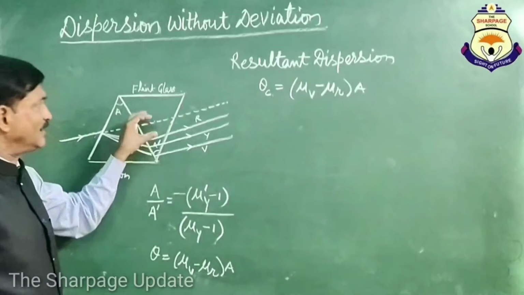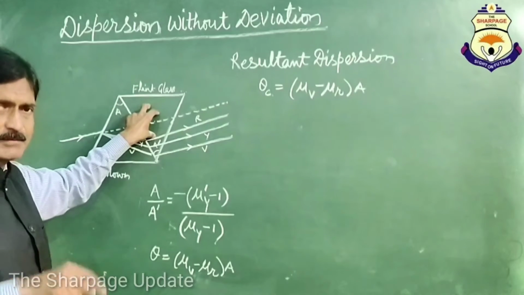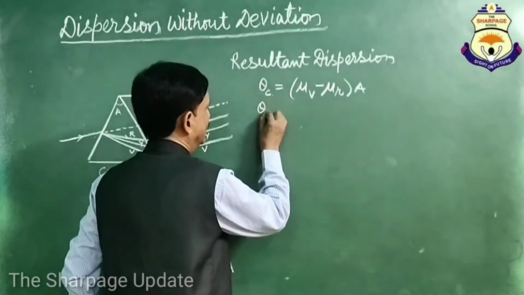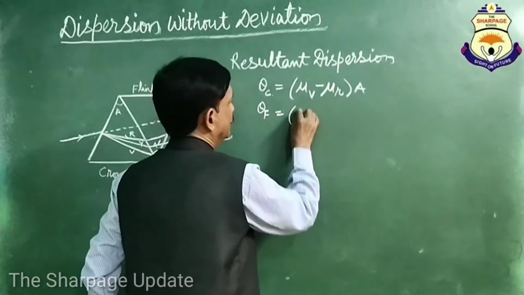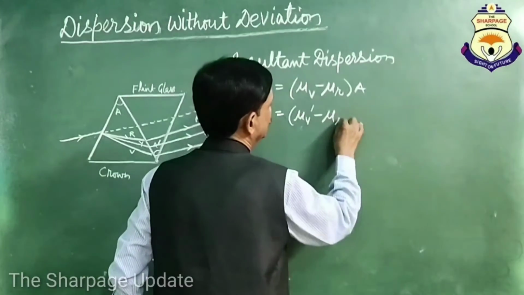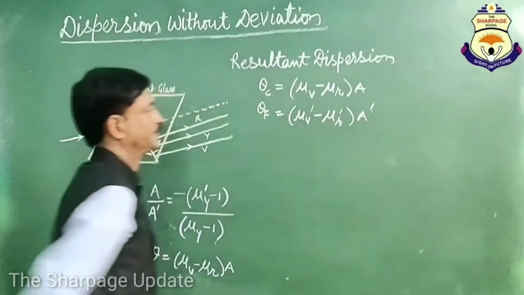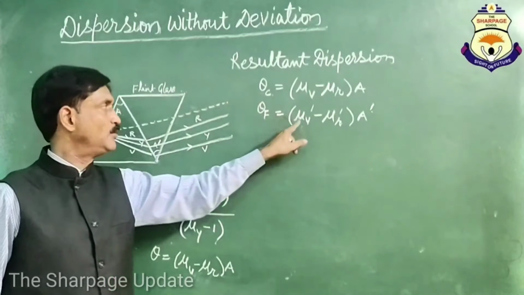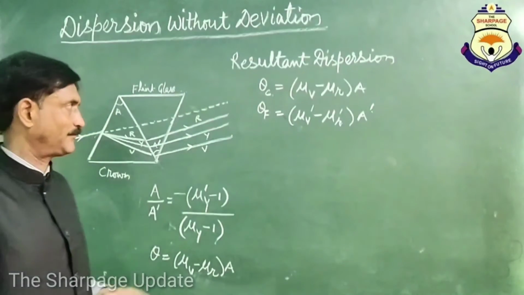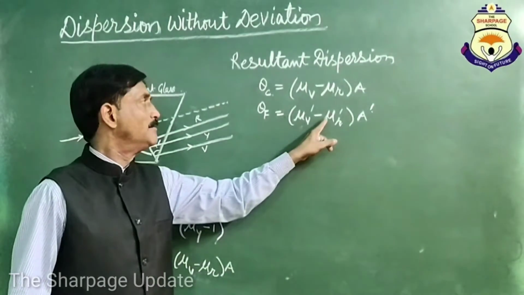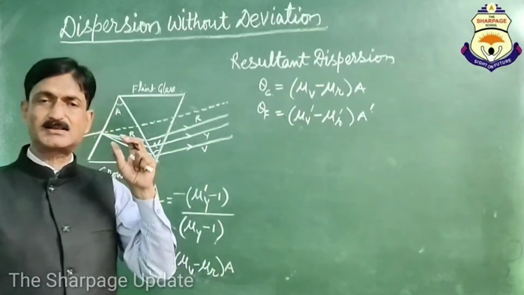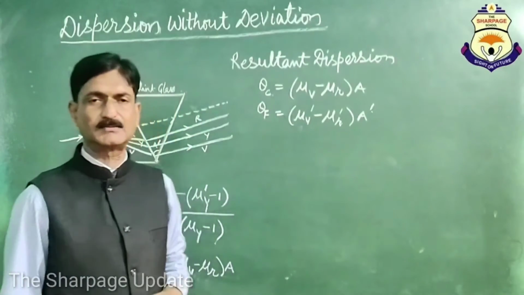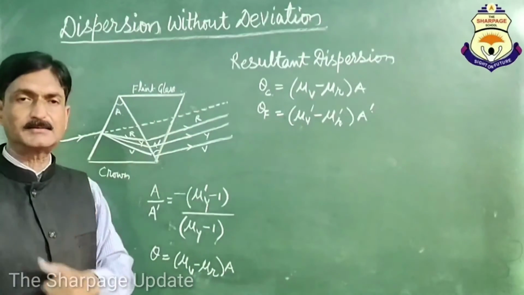Now, let the angular dispersion by the second prism, meaning angular dispersion by the flint glass prism, be represented by theta f, and this will be equal to mu v dash minus mu r dash into a dash. Here, theta f is the angular dispersion by the flint glass prism, mu v dash represents the refractive index of the material of the prism for violet color, mu r dash represents the refractive index for the material of the prism for red color, and a dash represents the angle of prism of the second prism, meaning the flint glass prism.